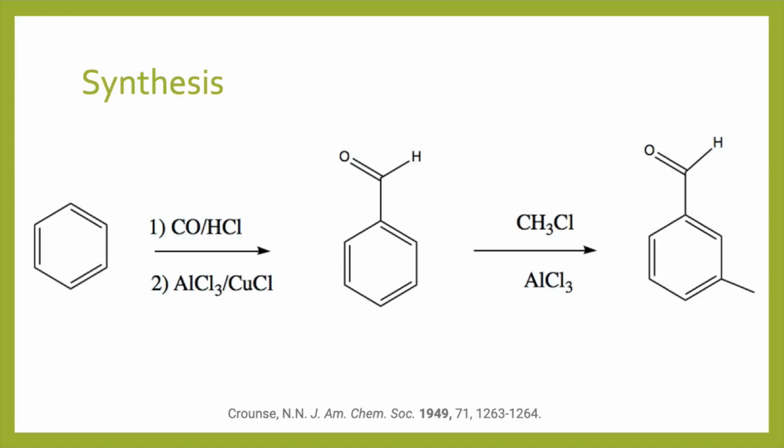Our proposed synthesis starts with the benzene ring as our starting material. The first step is known as the Gattermann-Koch formylation, which adds an aldehyde group to the benzene. Its mechanism will be explained later on in the video. The second step is the Friedel-Crafts alkylation reaction, which adds a methyl group. Since the aldehyde is a deactivating group, it adds the methyl in the meta position.